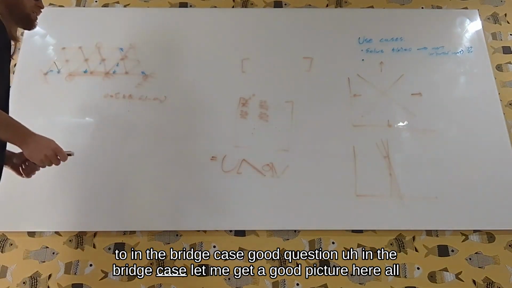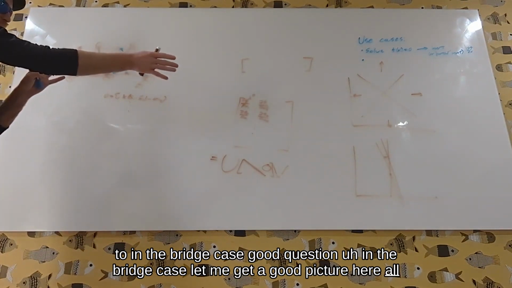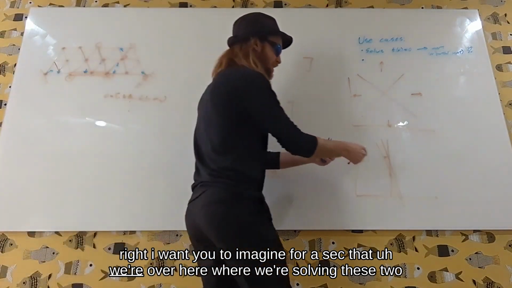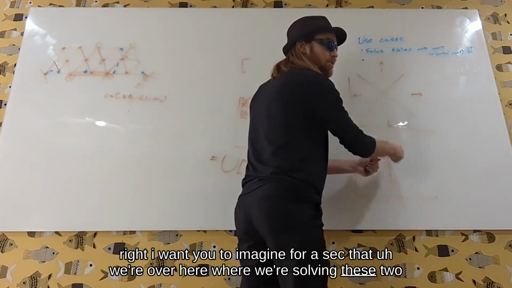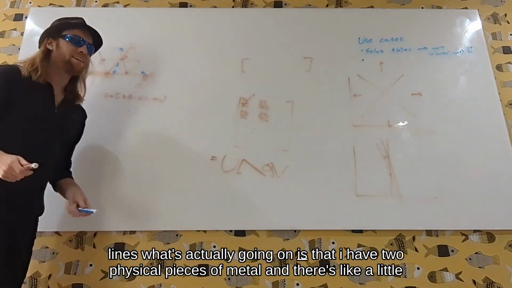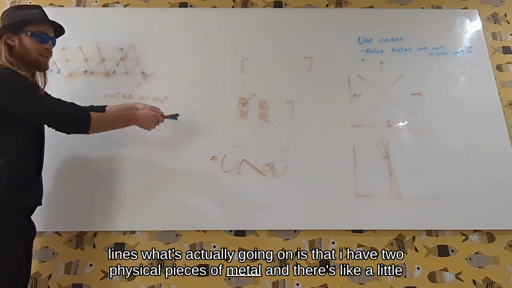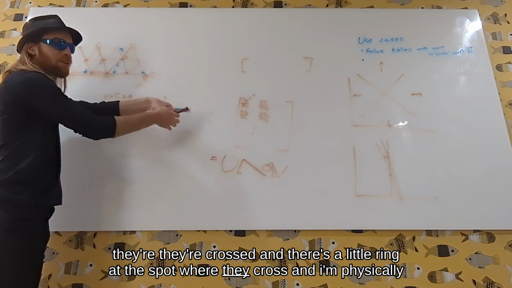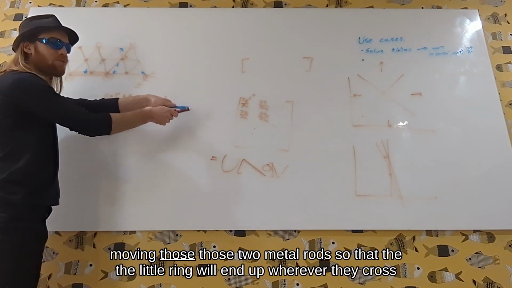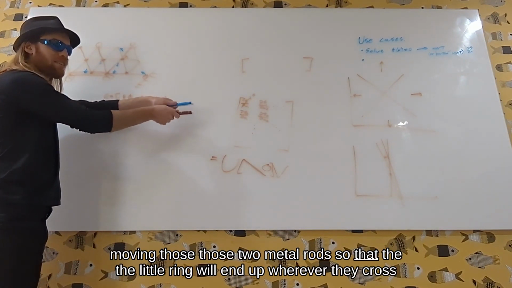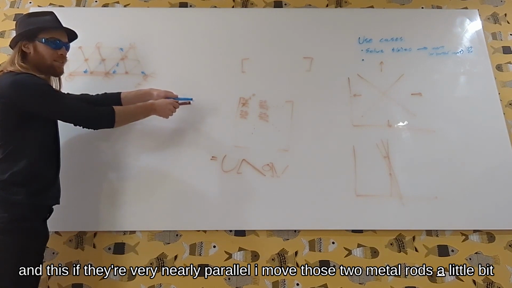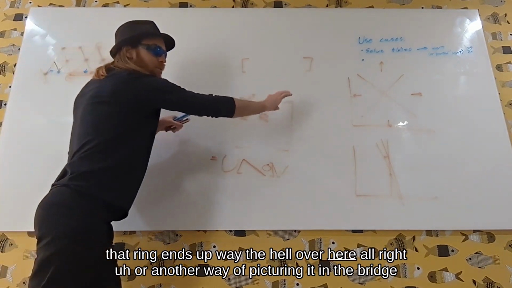In the bridge case, let me get a good picture here. All right, I want you to imagine for a sec that we're over here where we're solving these two lines. What's actually going on is that I have two physical pieces of metal, and they're crossed, and there's a little ring at the spot where they cross. And I'm physically moving those two metal rods so that the little ring will end up wherever they cross. And if they're very nearly parallel, and I move those two metal rods a little bit, that ring ends up way over here, right?